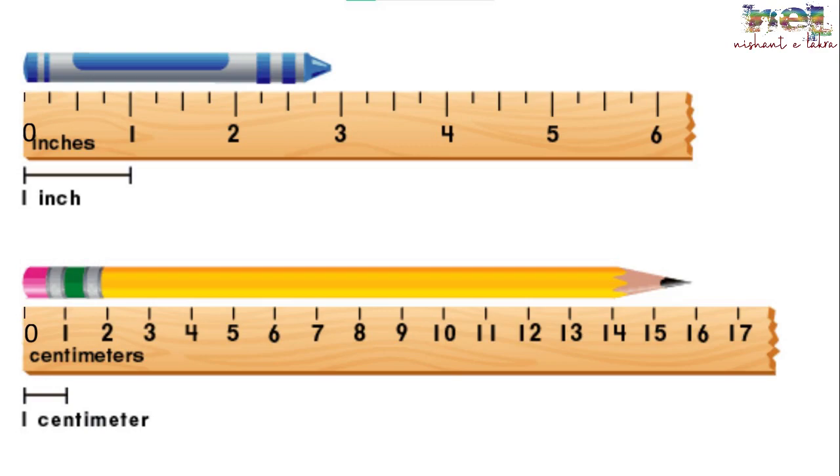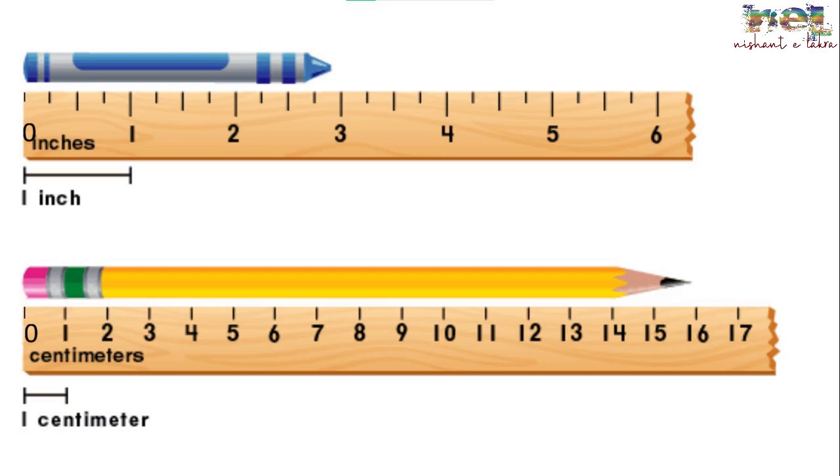Now how long the object is, you read on the right hand side of your scale where the length of the object ends, and see the marking on the scale. That will be the length of an object. So this is how we measure the length of an object.